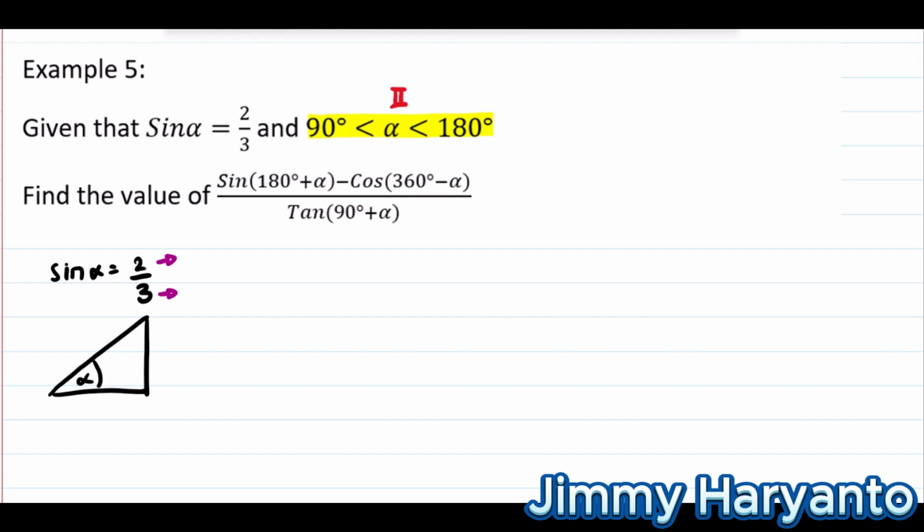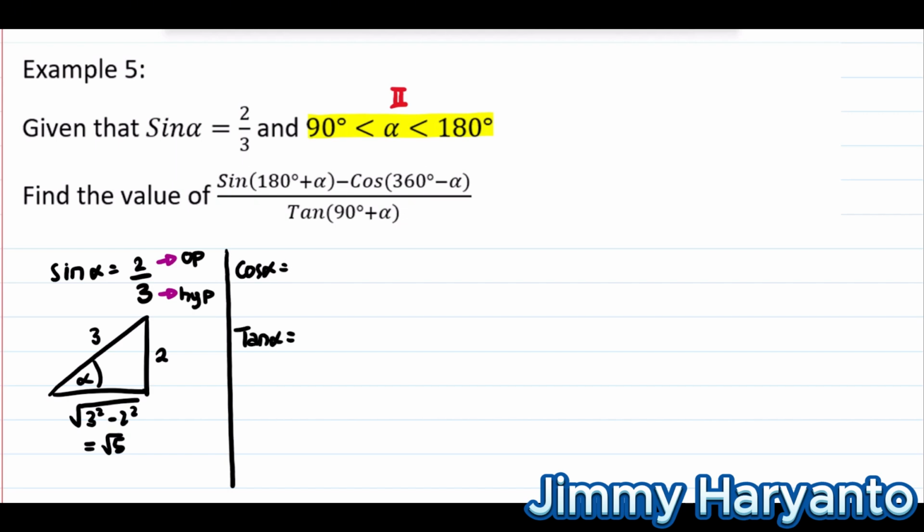Okay, so this one is the opposite, this one is the hypotenuse. That means this one is 2, this one is 3, this one is square root of 3 squared minus 2 squared, which equals square root of 5. Okay, let's prepare the cos alpha and the tangent alpha. Cos alpha first, because it's in the second quadrant, the cos will be negative, the tangent also negative. Cos is adjacent over hypotenuse, that means square root of 5 over 3. Tangent is opposite over adjacent, that means 2 over square root of 5.